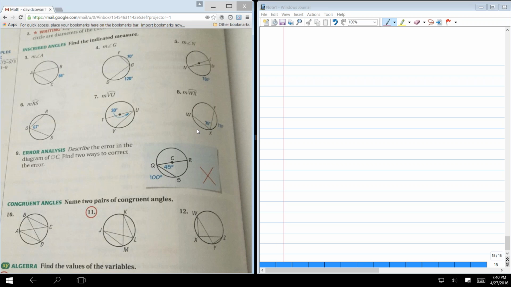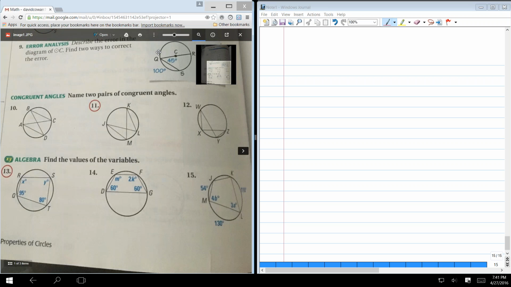So how do I get WX? To get WX, you would do 150 plus 110, which is 260. Okay. And then 360 minus 260. There you go. Yeah, which is 100.